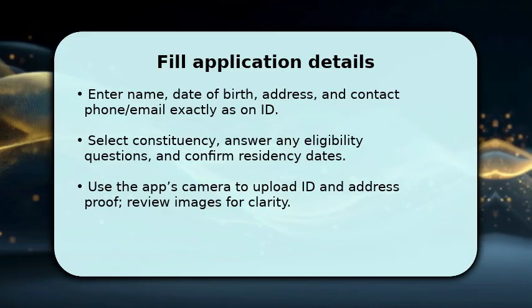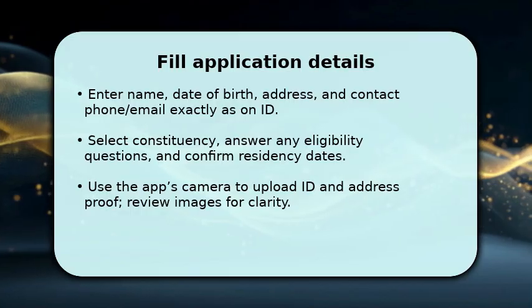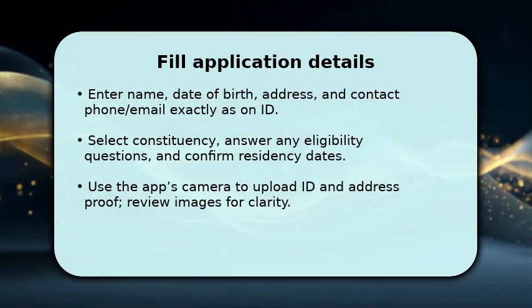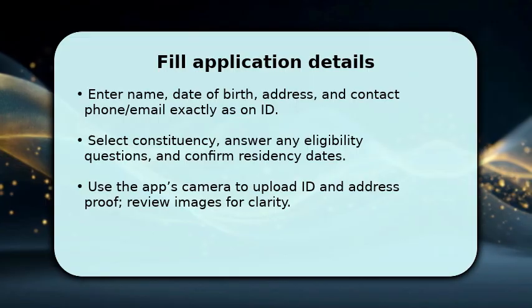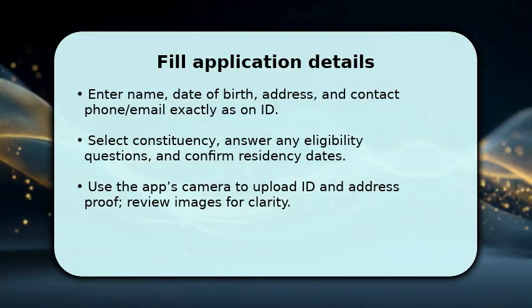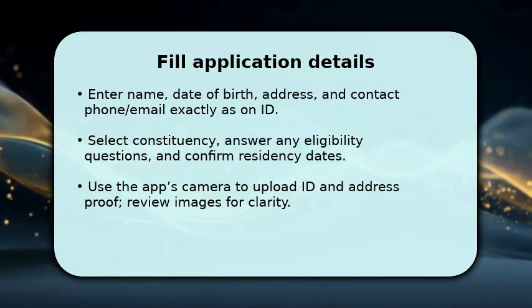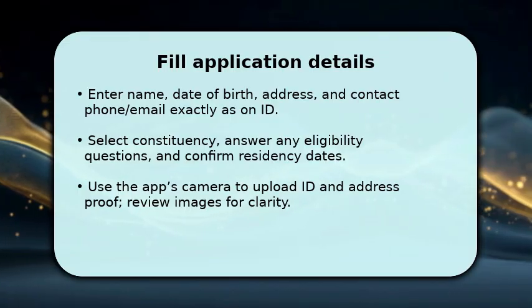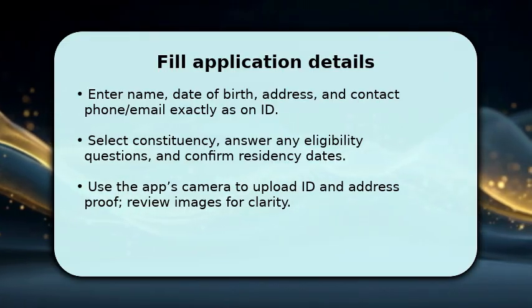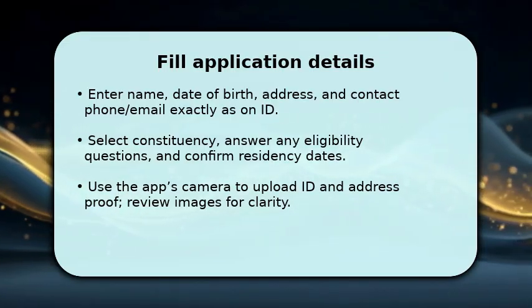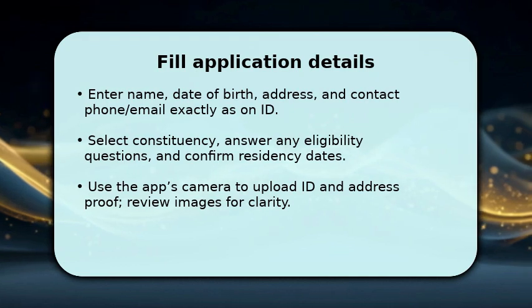Read each prompt and choose the correct option, because errors can delay approval. Next, upload your ID and proof of address using the app camera, frame documents, avoid glare, and crop edges. Once images upload, review every field and attachment. Corrections here are faster than an appeal later, so take the extra minute to verify.